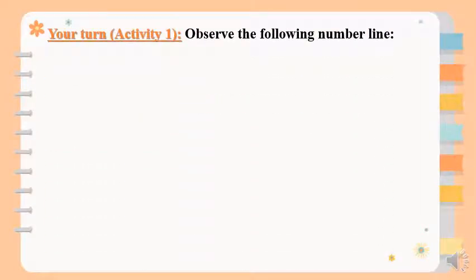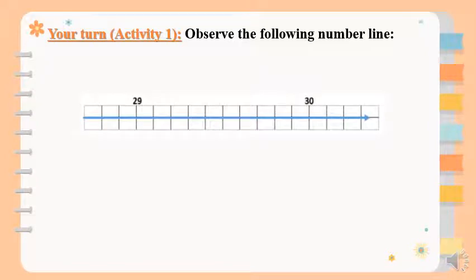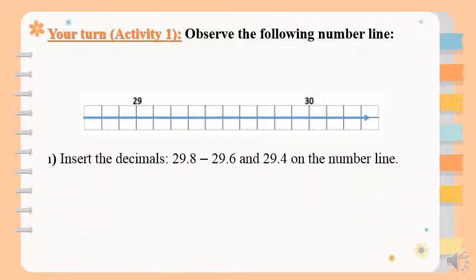Now let's make an application. Observe the following number line. Insert the decimals 29.8, 29.6, and 29.4 on the number line. This is 29, so here I have 29.1, here I have 29.2, 29.3, 29.4, and we will have here 29.9, and I get 30. So let's place them.